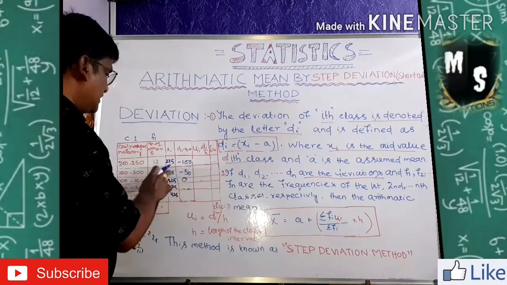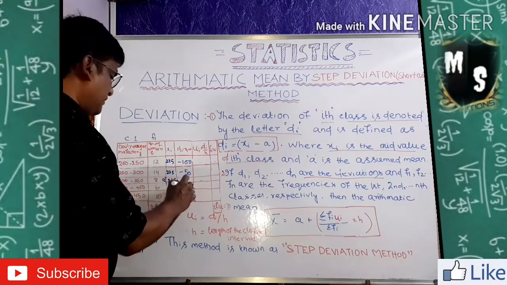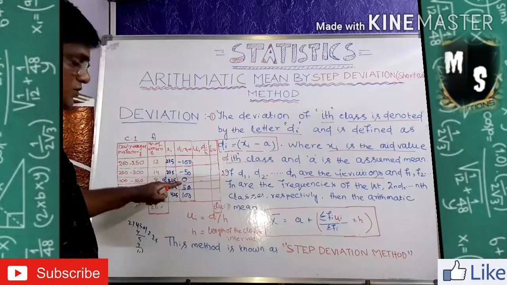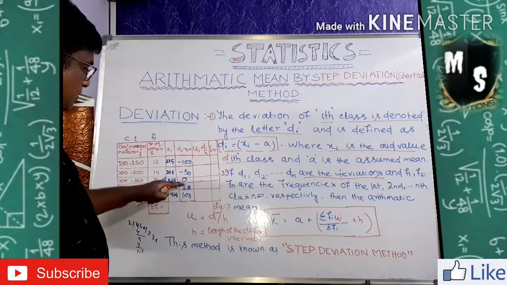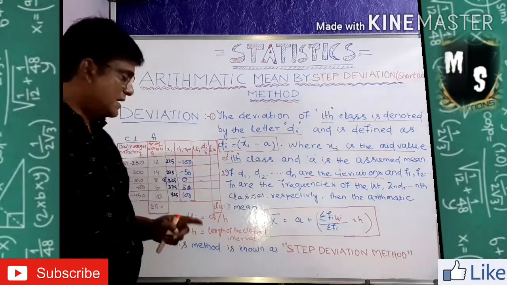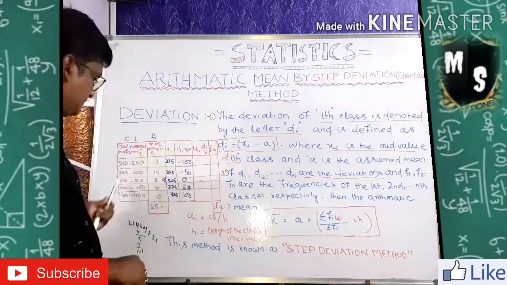Xi is, what is your xi? 375 minus 325. It is your 50 now. See now, it is coming positive. Now it is 100. It is coming positive. See, this is your 0. That is the assumed mean column. The deviation is 0. And above, they are all negatives. And below, they are all positives. Okay? I hope you understood now.